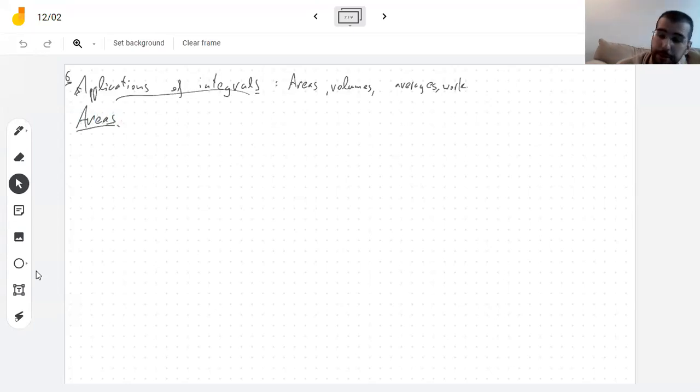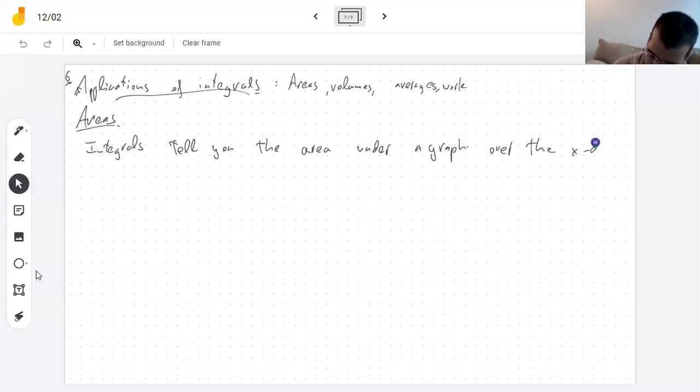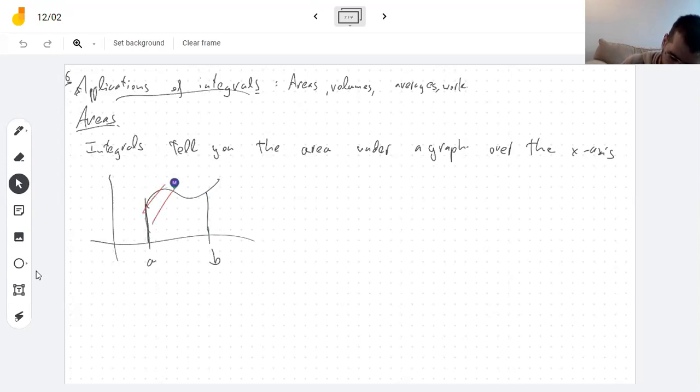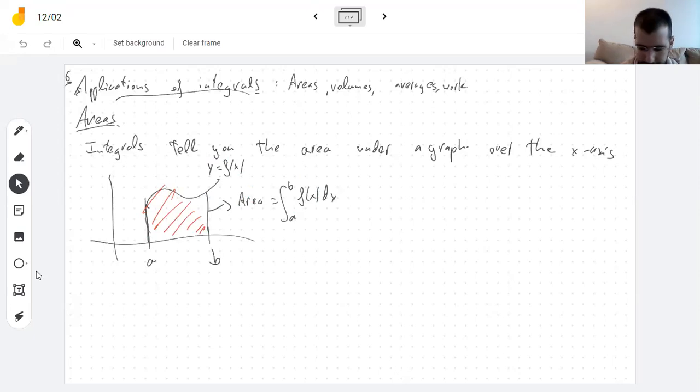So how do we use integrals to find areas? Well, one way: an integral tells you the area under a graph over the x-axis. So if you have 2 points, this area is exactly the integral. But of course, not all the shapes in the world look like this. They look like a horizontal line, two vertical lines, and then a curve. Shapes look like anything.